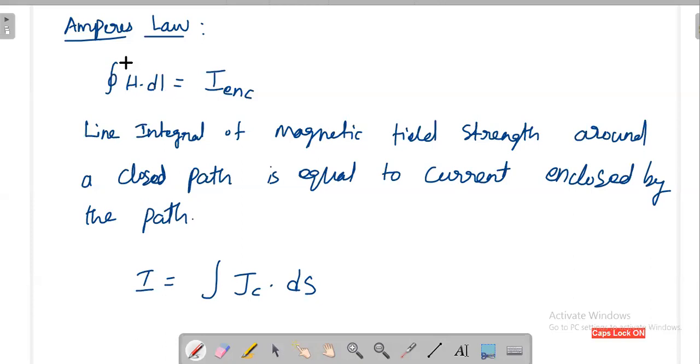With the help of Ampere's law, what is the application of Ampere's law? You can calculate the magnetic field nature due to the current, the magnetic field for a structure carrying the current I.